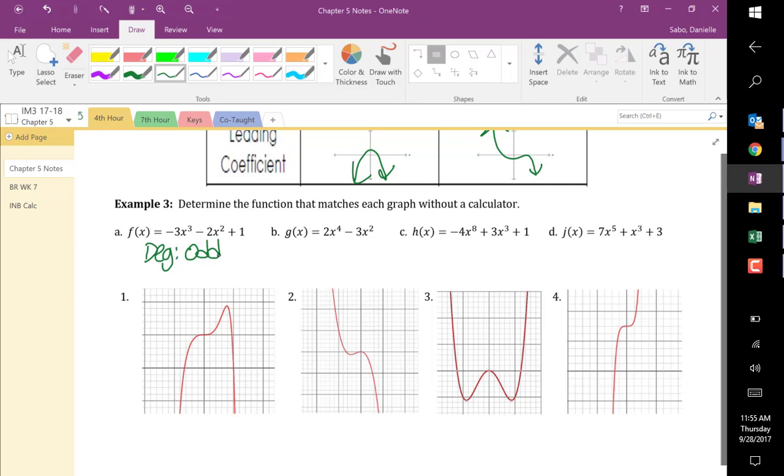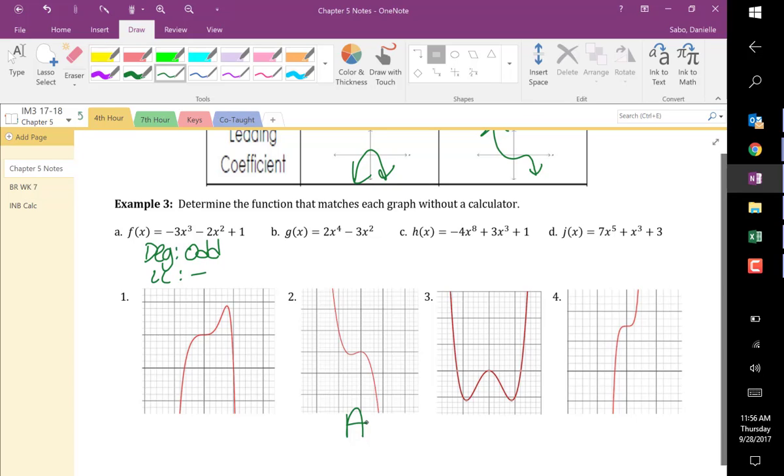But remember, this is a leading coefficient that's negative. Which one is it? Number 2, very good. So I'm going to put A here. So take a look. It's opposite directions, because look, odd degree, opposite. But because it's negative, it's decreasing. Odd is opposite directions, and because it's negative, I'm decreasing.